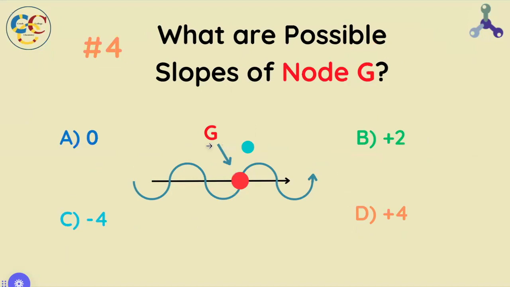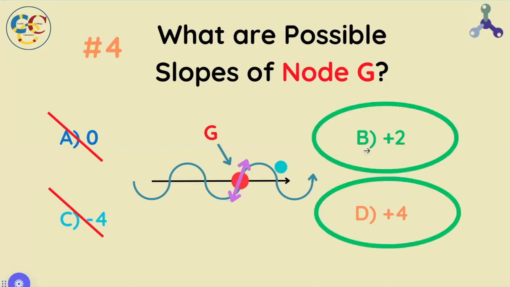Number 4, we need to determine the possible slopes that our node G could be. We know that it can't be a slope of 0 because that's exclusively reserved to the peaks and troughs. We also know that it can't be -4 because this is clearly a positive slope as the wave is increasing at this point. The correct answer is B and D, because we know our slope is positive, but we don't know exactly how positive, and we don't have enough information to make an assessment between B or D.